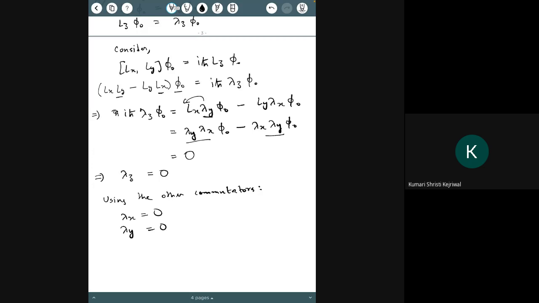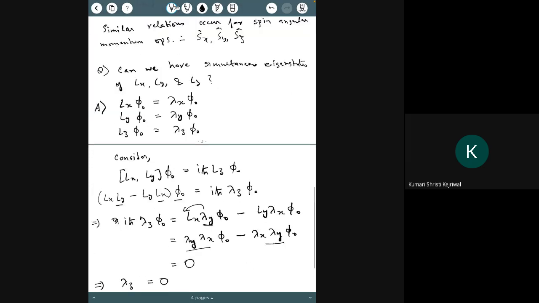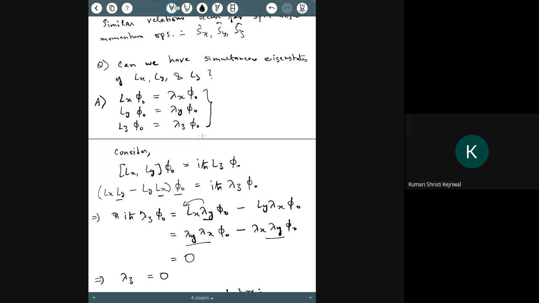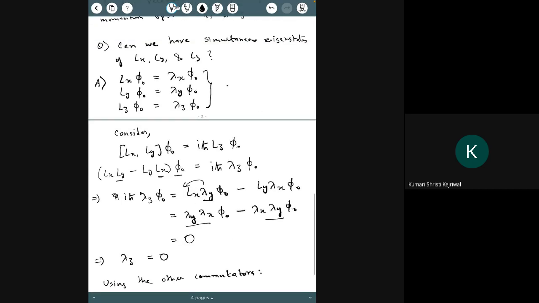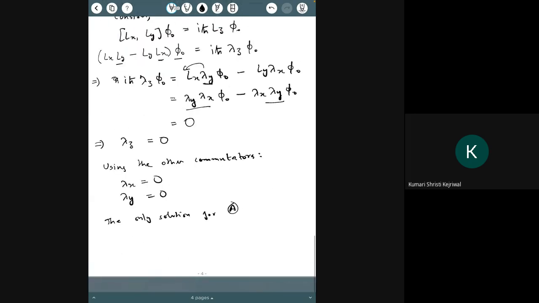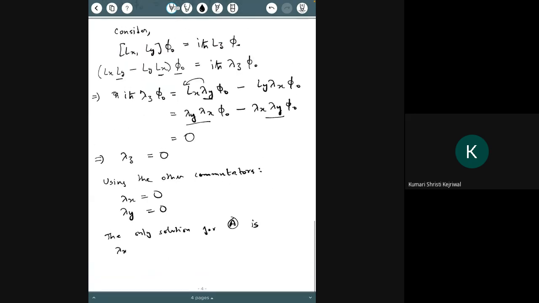for the eigenvalues that I have considered, so for this set of equations, the only solution, okay, let me call this A, the set of equations is lambda x equal to lambda y equal to lambda z is equal to 0. So that is basically a trivial solution where all the eigenvalues are 0. So there is no non-trivial lambda x, lambda y, lambda z for a non-trivial phi 0.